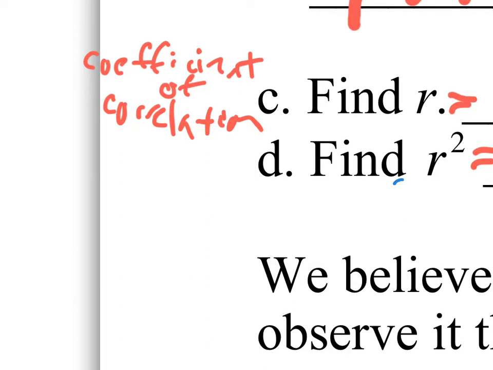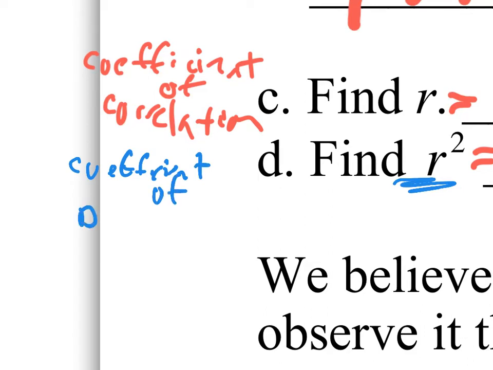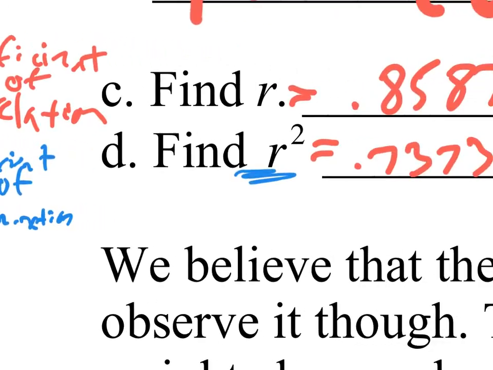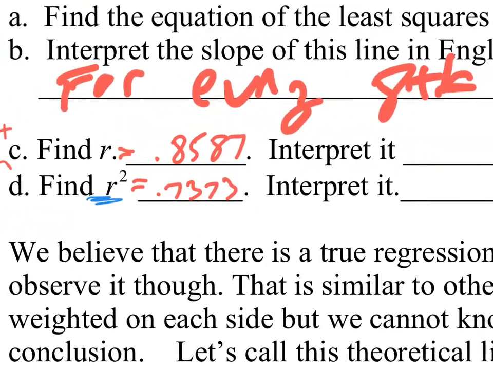So what's R squared? Anybody remember that one? It's also a coefficient of, but it starts with the letter D. Determination. That's it. 5 points? No, 10 points. I don't know, we'll think about it. Now let's interpret these.